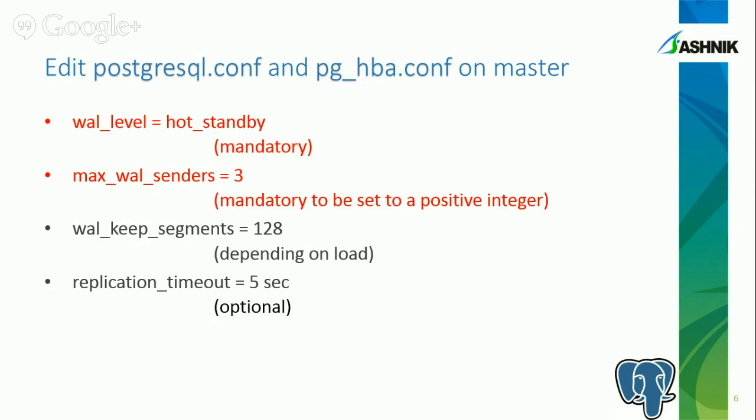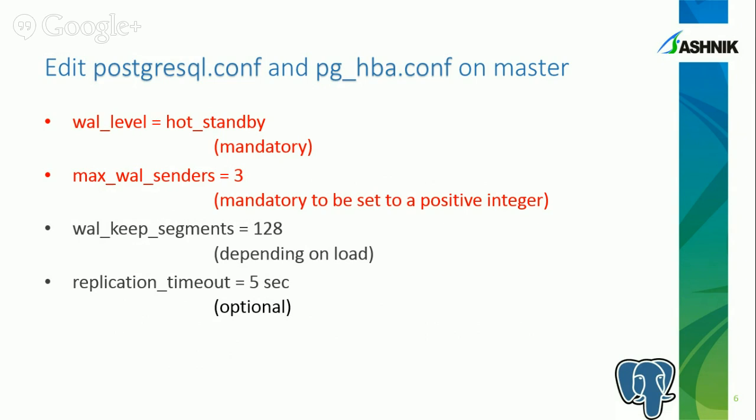Wal keep segments. Another parameter which you need to set for streaming replication. Now we have set it to be 128, which means that at least 128 WAL segments will be kept live. They will not be recycled or archived. So my PostgreSQL database server is always going to keep 128 WAL files live. This parameter depends on your load, and this ensures that WAL files are not removed from your live WAL location before being applied on the secondary servers.